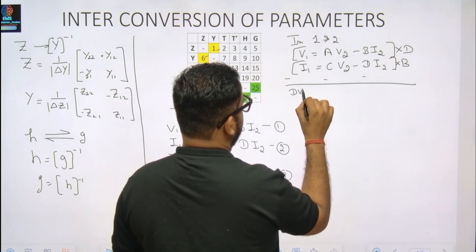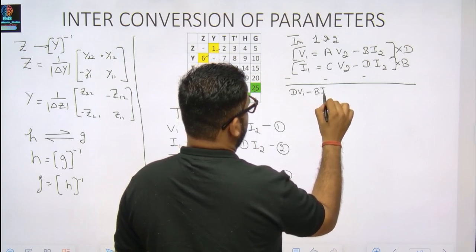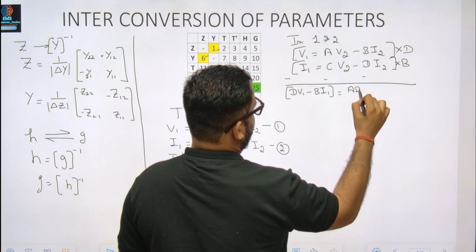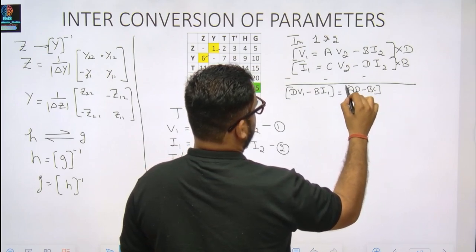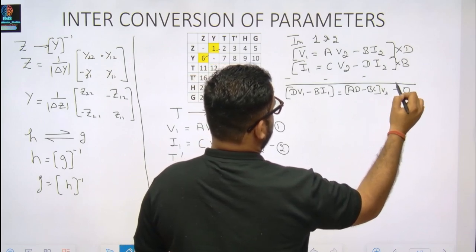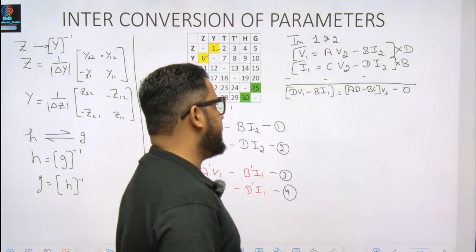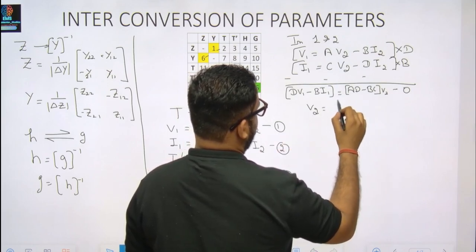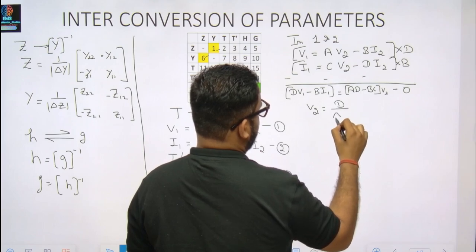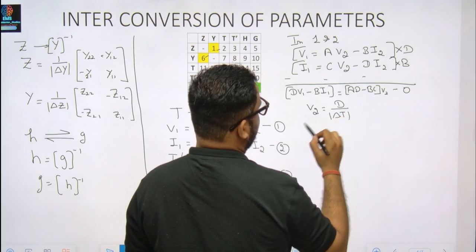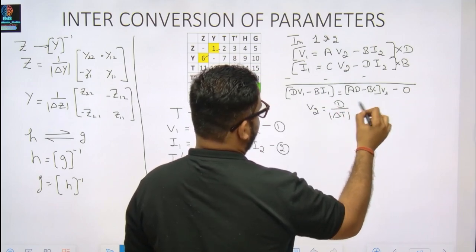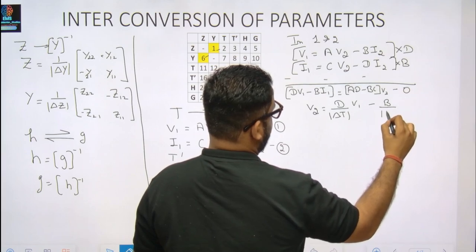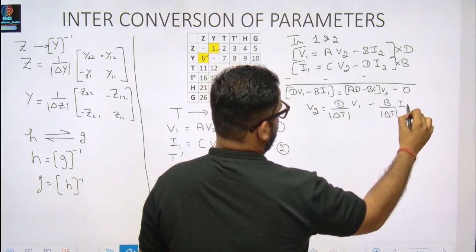I get D V1 minus B I1 is equals to AD minus BC V2 minus 0. These two quantities get cancelled. Now write this equation in terms of V2. So V2 is equals to D by, if you see it carefully, it is nothing but determinant of T. D by determinant of T into V1 minus B by determinant of T into I1.